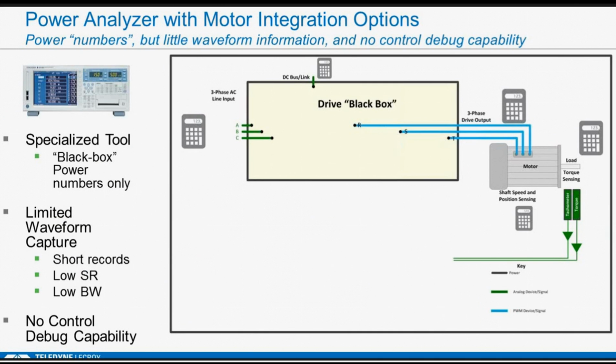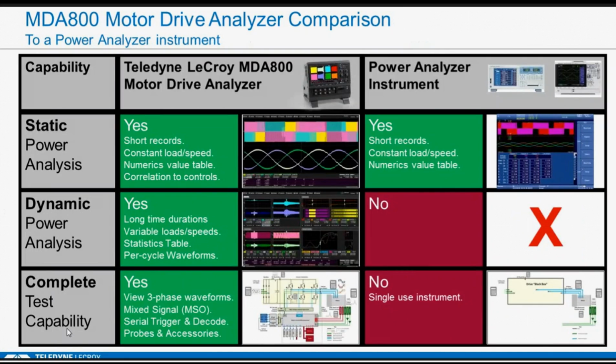Okay, what does a power analyzer do? A power analyzer tool does one thing really, really well, and that is it provides numbers of what the power quantities are. So that's what I'm showing by this calculator here. But they have very limited waveform capture. When they offer it, the records are usually very short, and the sample rate and bandwidth is very low. So it's good enough for power calculations, but it's not good enough for a lot of debug that you might want to do within these signals or debug anywhere else in the circuit. And you certainly can't debug anything in the control system.